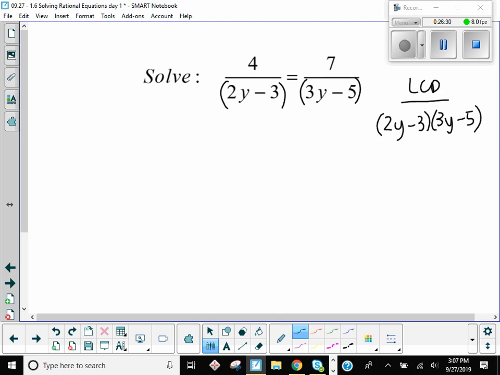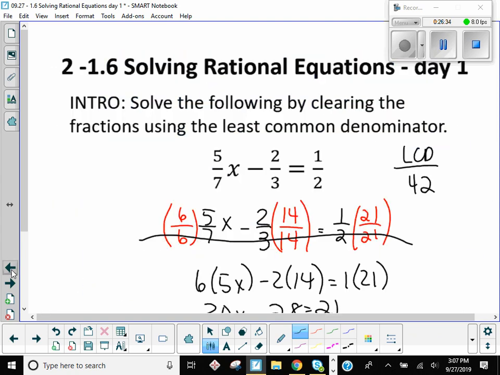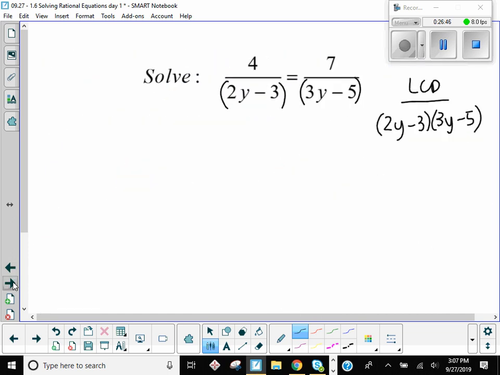Just the same way, like in the warm-up problem, we were trying to make all the denominators the same. So 7 times 3 times 2, 42. Right? Same thing here, only instead of 7, 3, and 2, we have 2y minus 3 and 3y minus 5. Multiply them together, that's a common denominator.